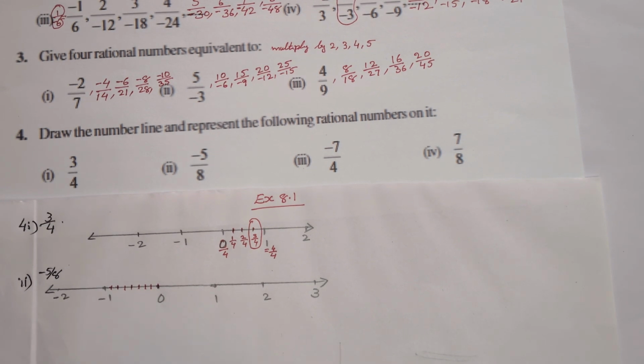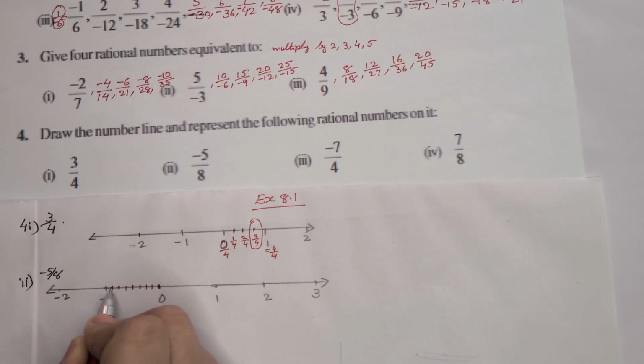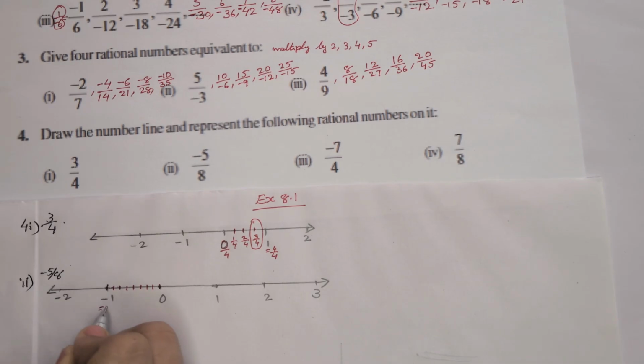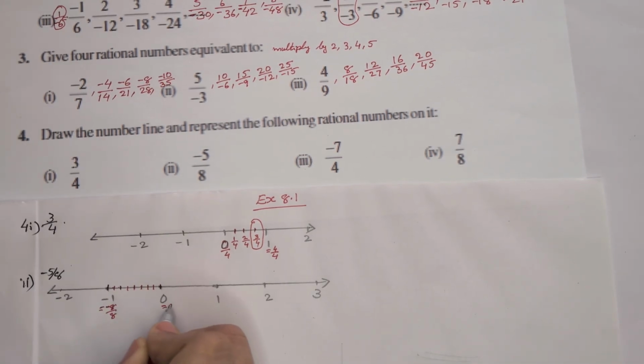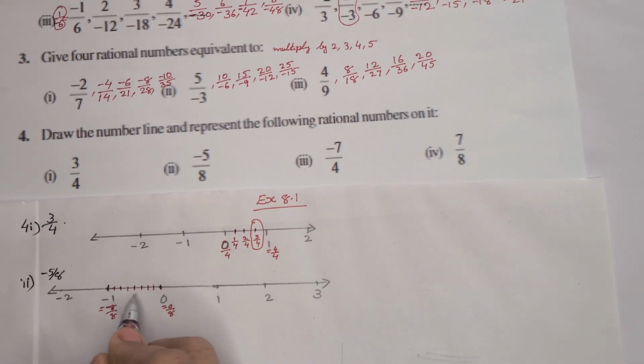So 8 equal divisions are there, and from that 5 by 8. This is 0 by 8, 1 by 8, 1, 2, 3, 4, 5, 6, 7, 8. 8 by 8 is same as 1. Minus 1 we can write as minus 8 by 8. 0 we can write as 0 by 8. Now we need minus 5 by 8. So from here to left, 1, 2, 3, 4, 5. This is the number minus 5 by 8.